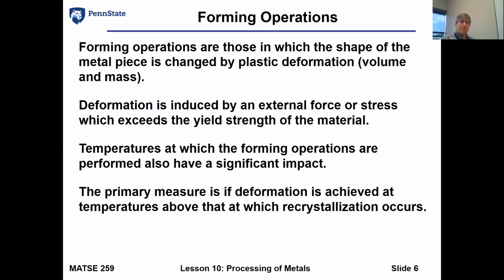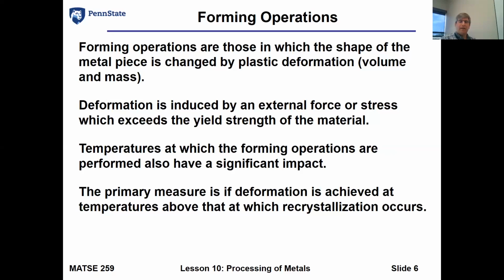If we remember from earlier on in the course, when you plastically deform something, it actually gets stronger, even though it's above the yield strength. You're sort of damaging it, but we're taking advantage of those defects. Now, the temperature at which we do it is really one of the big things. And the primary measure of that deformation is whether the temperature that we do it above is one where recrystallization occurs. Remember, recrystallization from the heat treating of cold work materials.